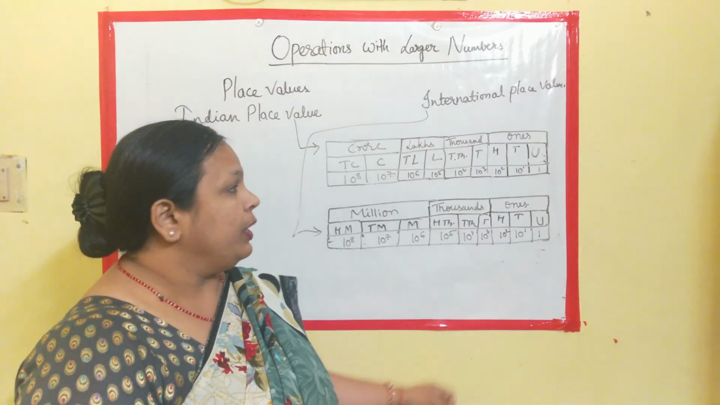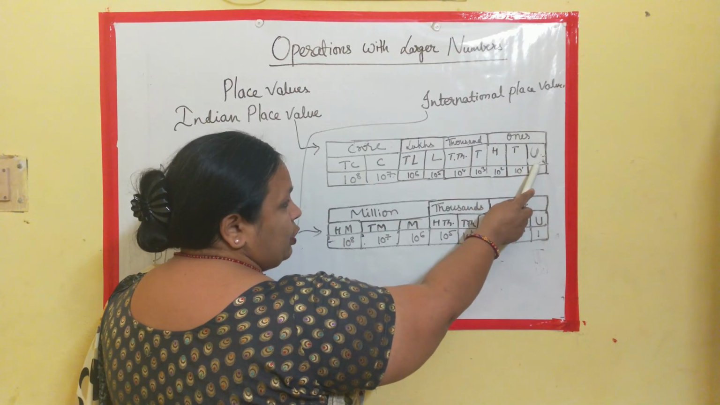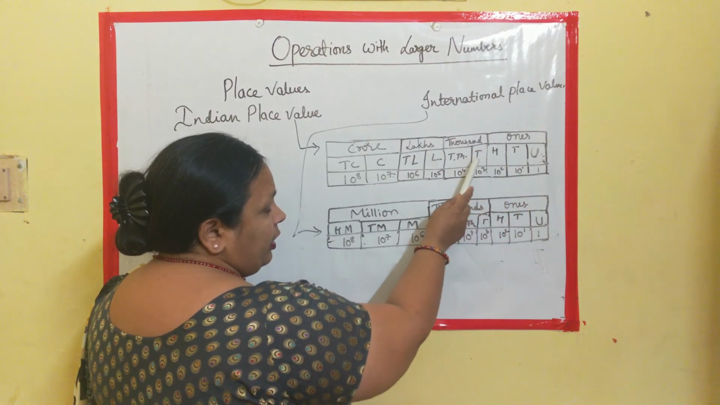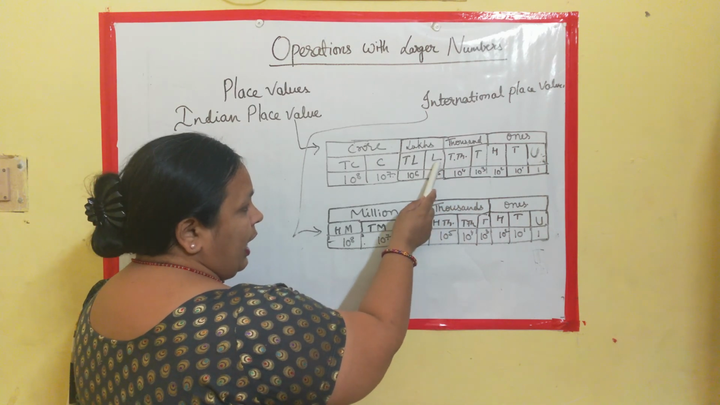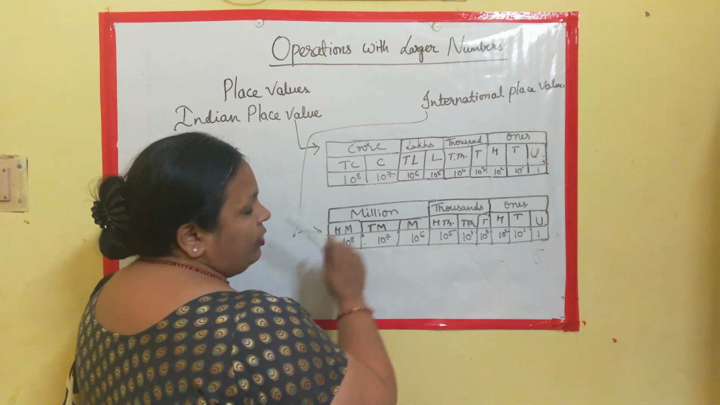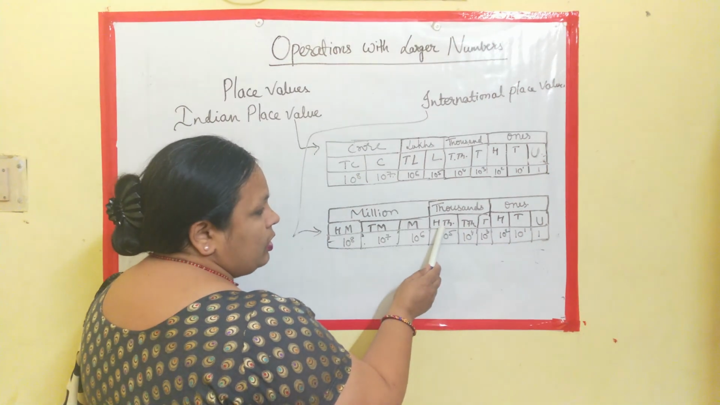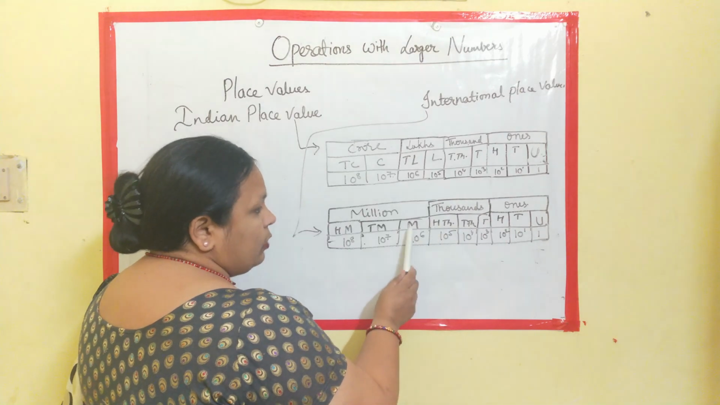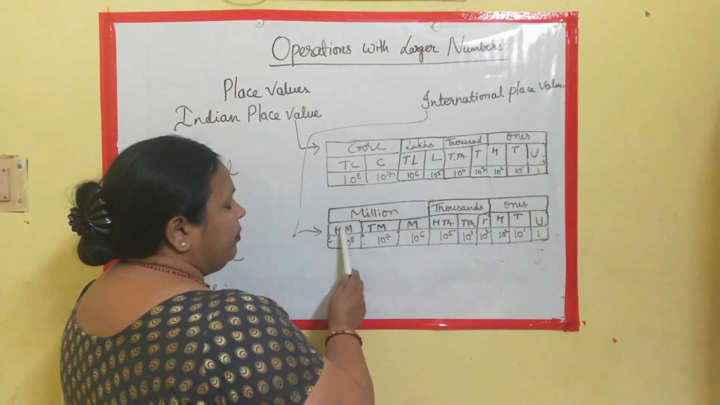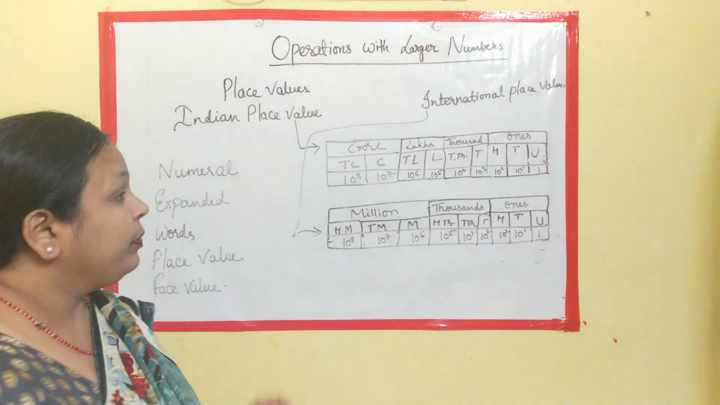Now let's revise once. For Indian place value, we had ones place, that is unit, tens and hundred. Then thousand, 10,000, lakh, 10 lakh, crores and 10 crores. For international, we have unit, tens, hundred, thousand, 10,000, 100,000, million, 10 million and 100 million. What next to this was billion.